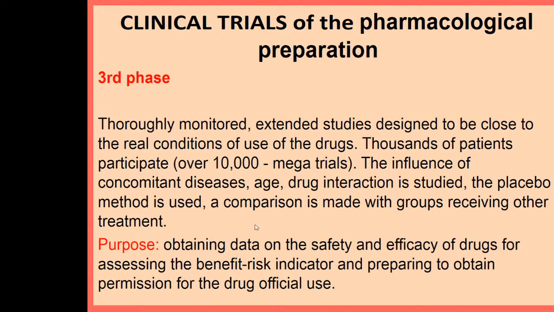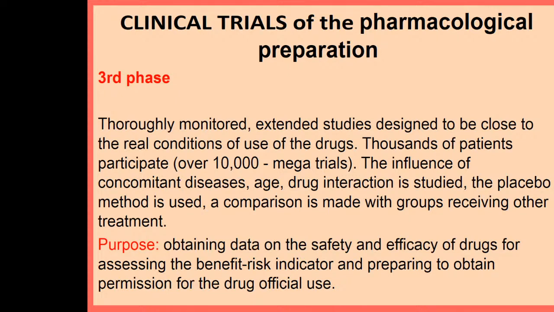The purpose of this third phase, obtaining data on safety, efficacy of drugs for assessing the benefit risk indicator and preparing to obtain permission for the drug official use. After third phase, the drug can be recommended to official use. If it is recommended, it becomes the drug preparation, the drug. Before it was pharmacological preparation, after recommendation, permission of special organ.